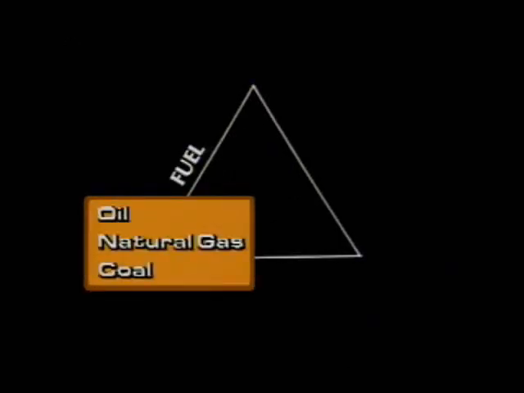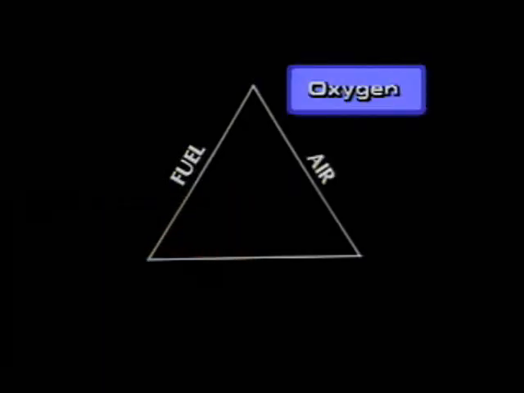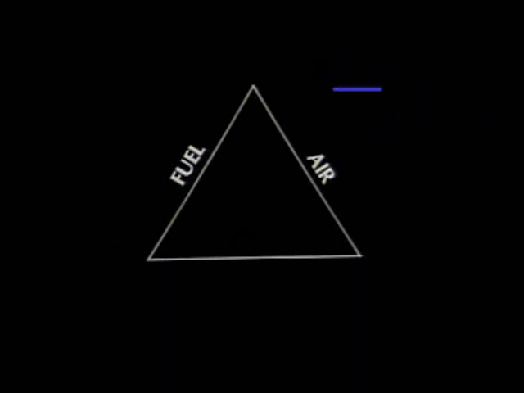One requirement is fuel. Most boilers burn oil, natural gas, or coal. The second requirement is air. More specifically, air contains the oxygen needed for combustion. The third requirement is heat.